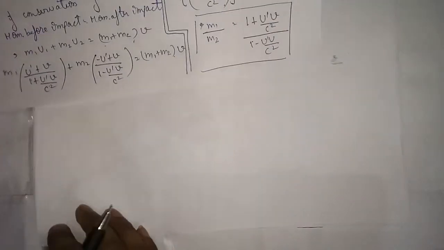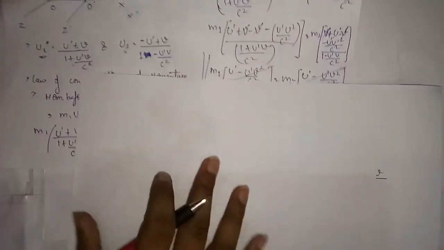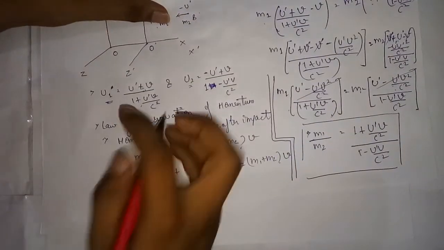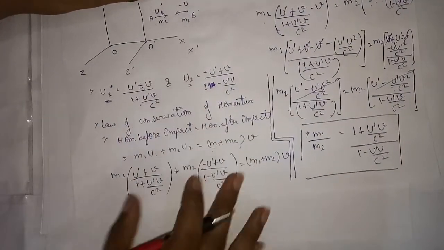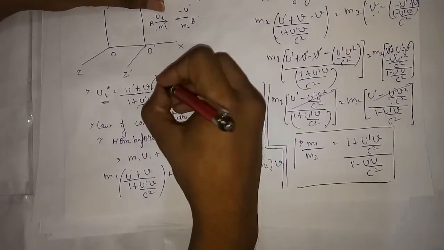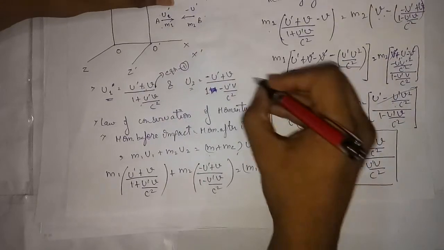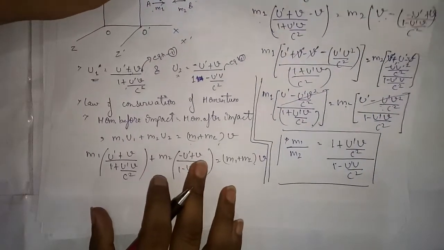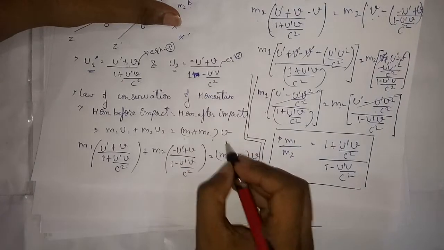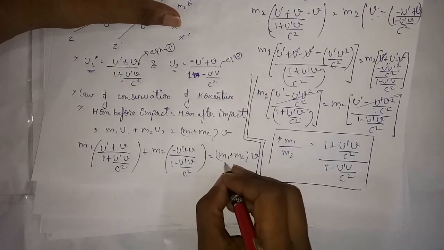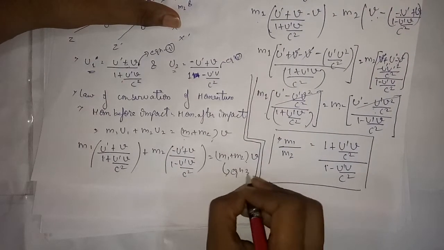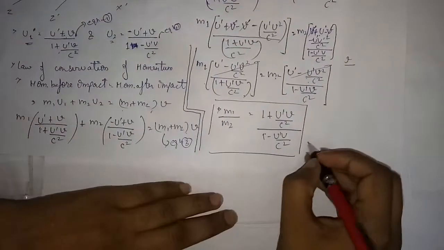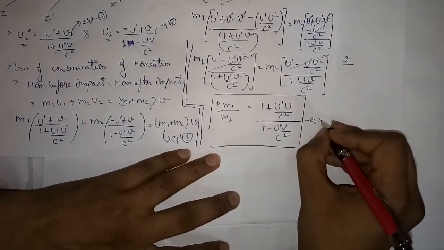Now, to make this derivation simple, let us give equation numbers. Gentlemen, this is our equation number 1, this is our equation number 2, okay, this is our equation number 3, and finally this is our equation number 4.